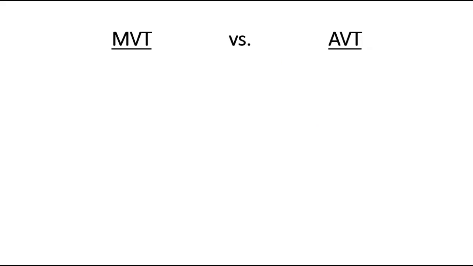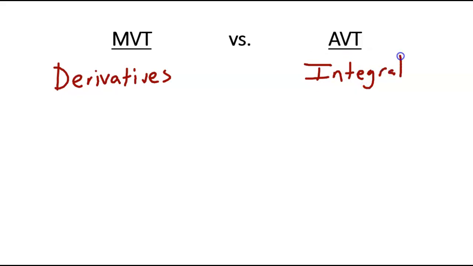All right, so first of all, the mean value theorem is a concept that has to do with derivatives. Mean value theorem is all about derivatives. We learned about it when we were doing derivative discussions. The average value theorem, in case you haven't noticed, today is all about integrals. So this is a derivative concept, and AVT is an integral concept.